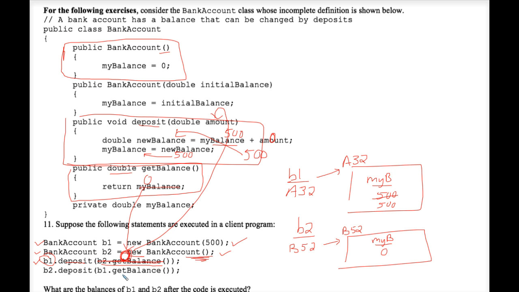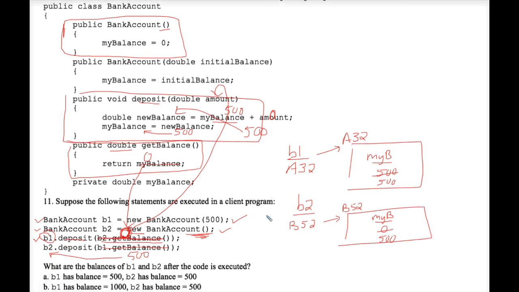Now the last line of code. B1.getBalance pulls out this 500, and we're depositing that 500, kind of the opposite of the previous line of code. We're depositing it into B2. So we're pretty much overwriting that 0 and putting a 500 in there if you took time to trace all this stuff up here like I did a second ago. So the moral of the story is, the answer here to number 11 is A. Both bank accounts, B1 and B2, have balances of $500.